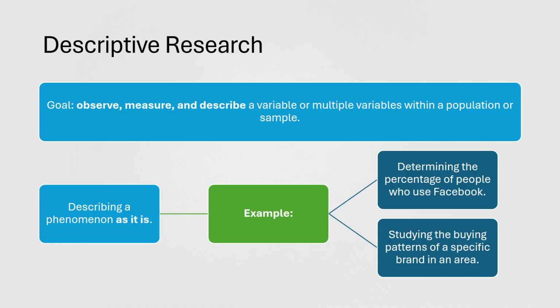Its goal is simply to observe, measure and describe a variable or multiple variables within a population or sample. In this, you are just describing a phenomenon as it is. Example will be determining the percentage of people who use Facebook or studying the buying patterns of a specific brand in an area.